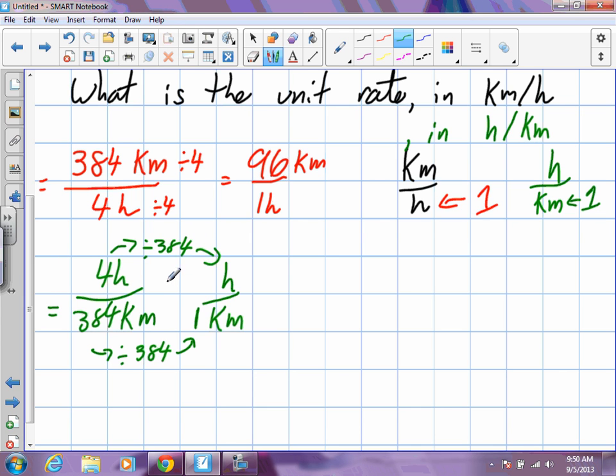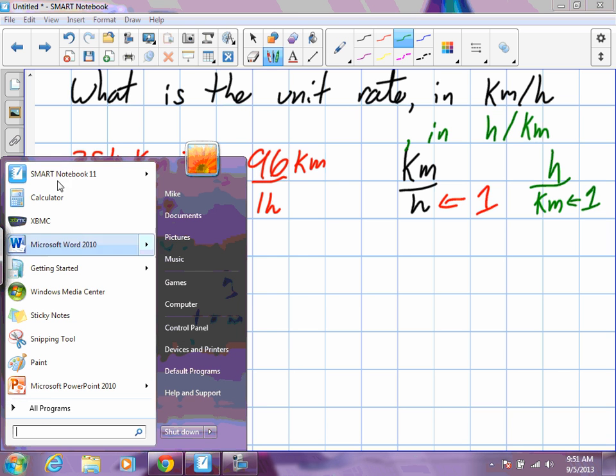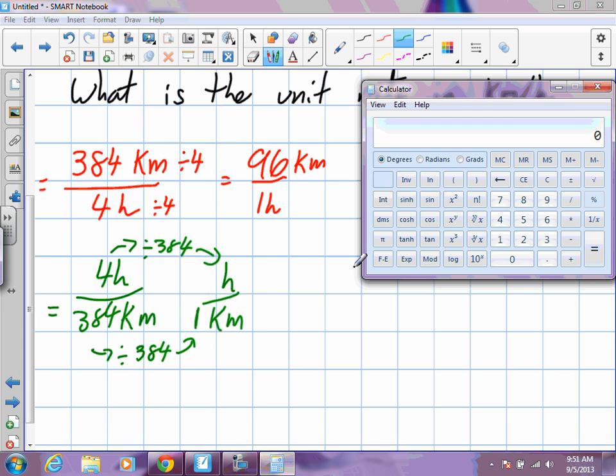So, I think I have a small calculator on this thing here. I'll bring it up so we can see it in the video, okay? So we have the value of 4 divided by 384. Gives us 0.0104 is good enough. Okay, we'll go to 4 decimal places.